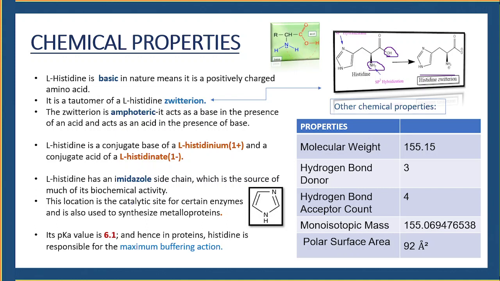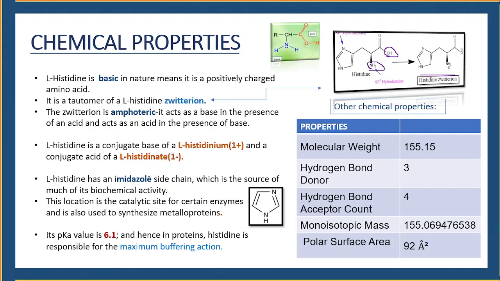I have discussed earlier that imidazole has a very important role in the whole structure; it is the lifeline of histidine. So L-histidine is the source of much of the biochemical activity of our body. This location is a catalytic site for certain enzymes and is also used to synthesize metalloproteins. Its pK value is 6.1 and hence histidine is responsible for the maximum buffering action due to imidazole. So imidazole imparts specific properties to it.